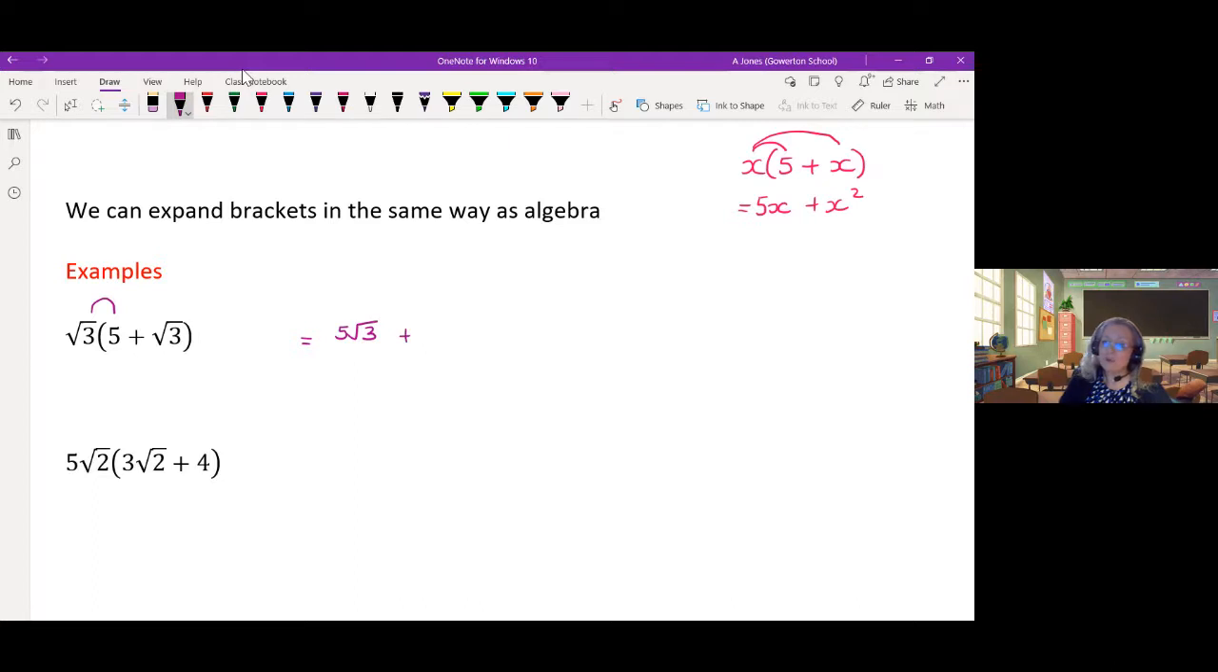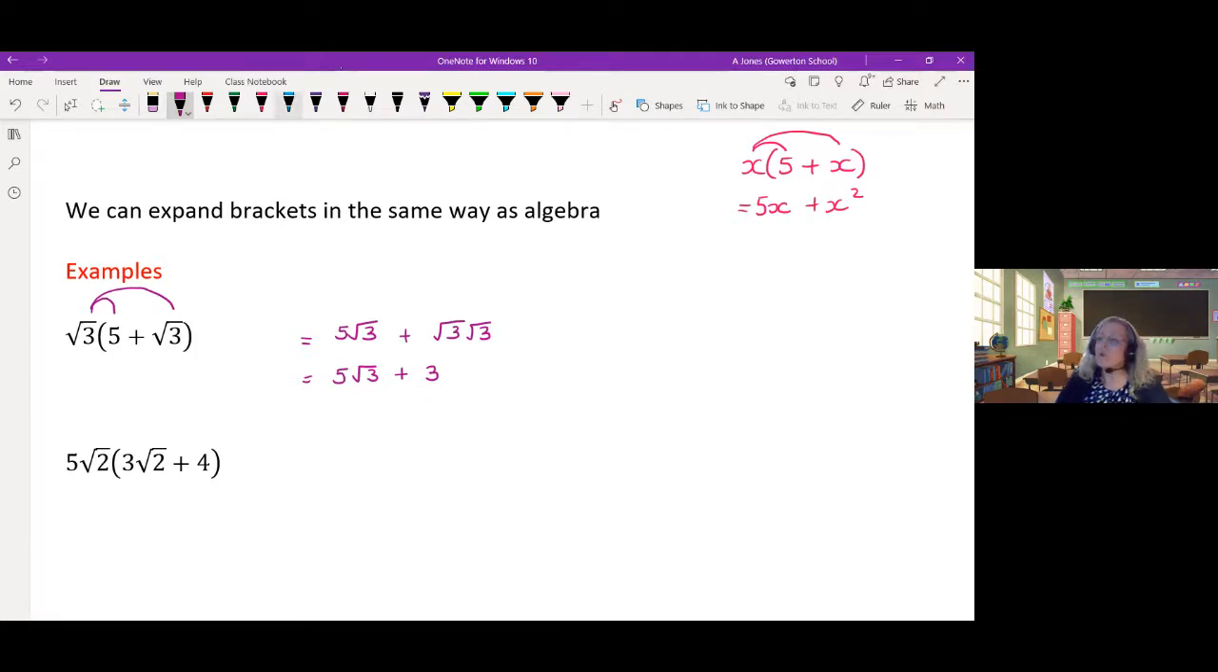And then I would multiply the root 3 by the root 3. So root 3 multiplied by root 3, I'm just writing that out like this. But I can simplify this. Now, root 3 multiplied by root 3 is just 3. So this becomes 5 root 3 add 3. And if you've got roots like this, so root 3 multiplied by root 3 is 3, root 2 multiplied by root 2 is 2, and so on.